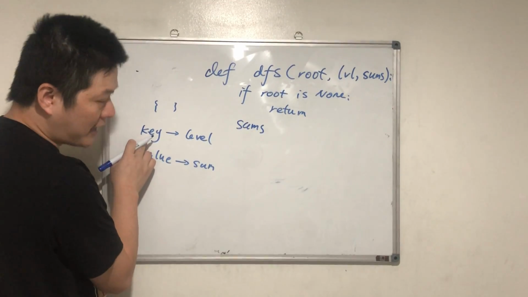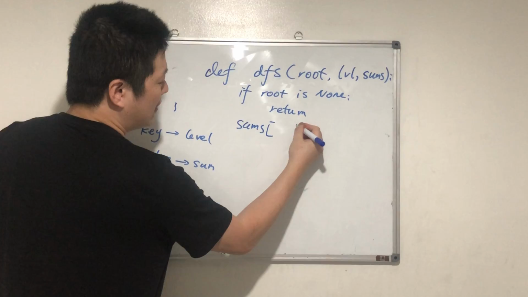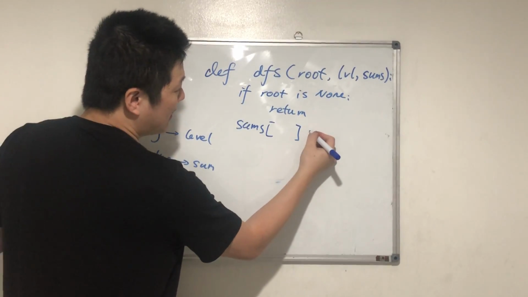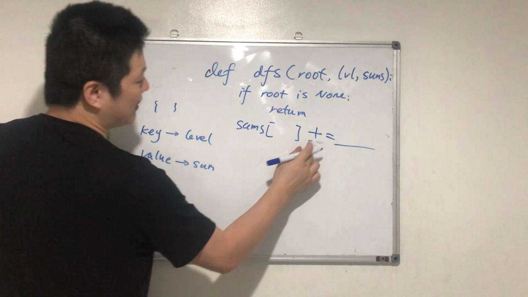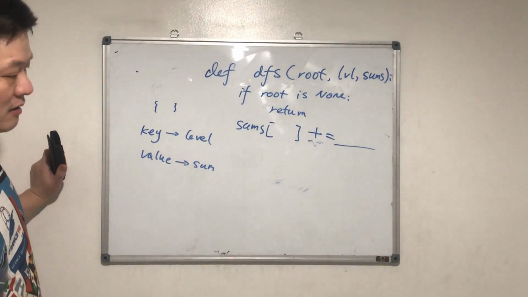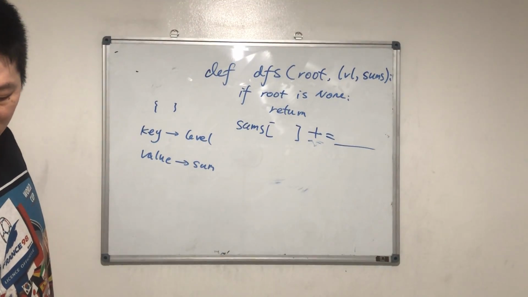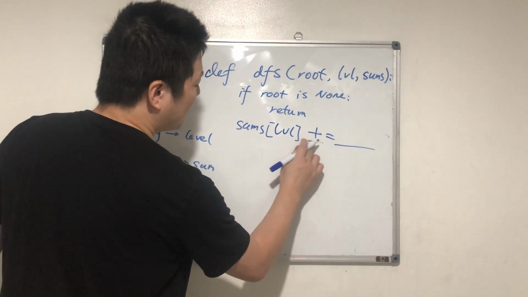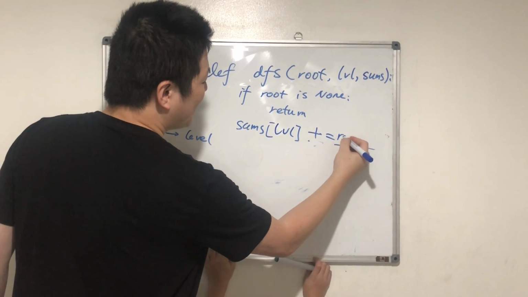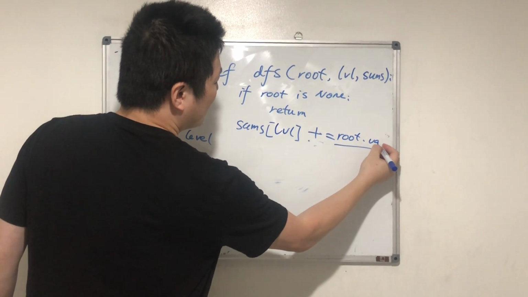Not just play around. Okay, sums. What should I put here? The key, what's the key? Plus equal what? The key is level. Level, well done. And then plus equal what? Root value, yeah? See, I'm paying attention.